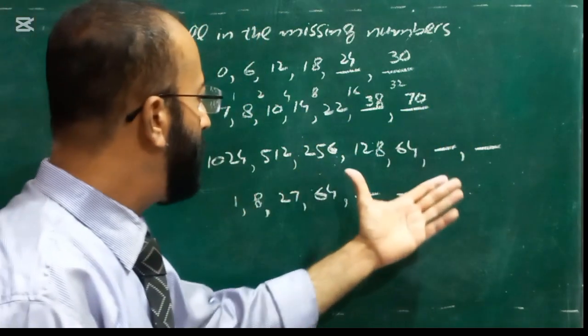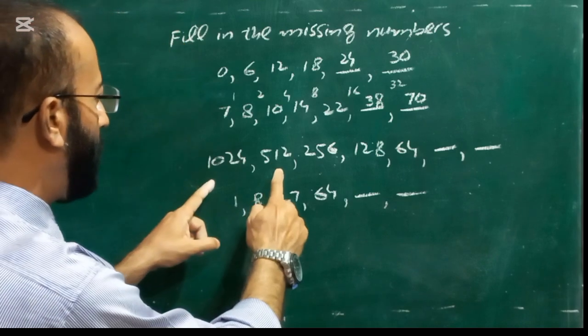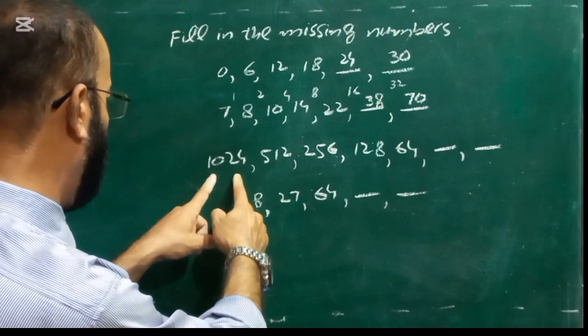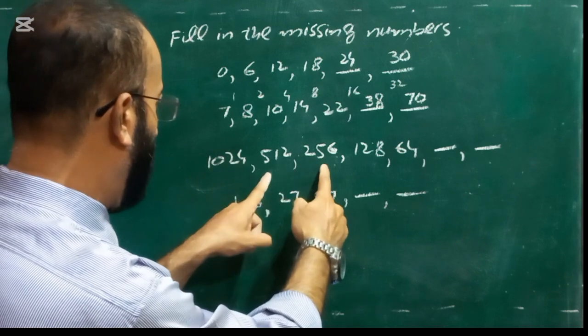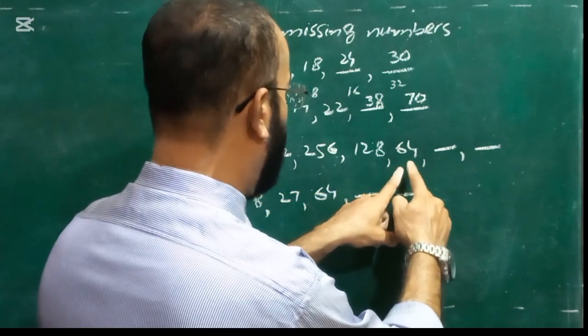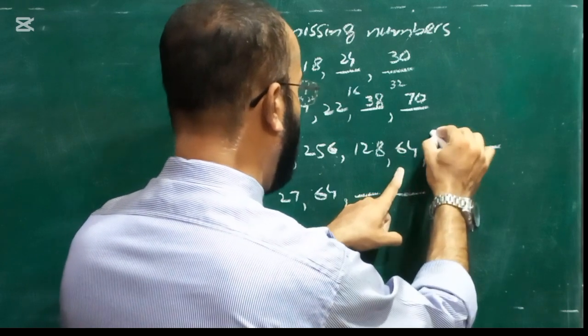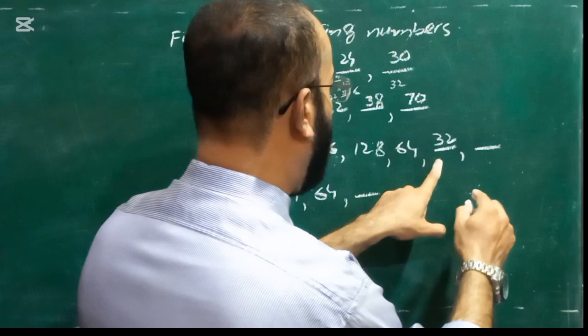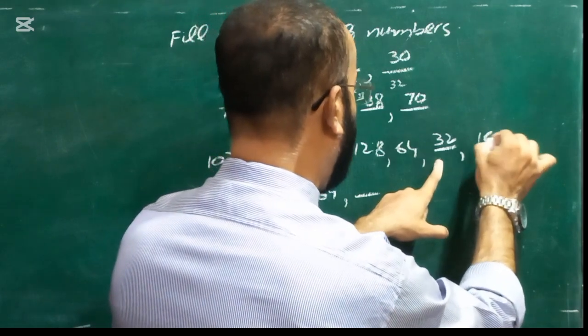If you look at this pattern, every next number is obtained by dividing the previous number by 2. Divide by 2 will give this, divide by 2 will give this, divide by 2 will give this. So again divided by 2 will give this. Okay, again divided by 2 will give this.